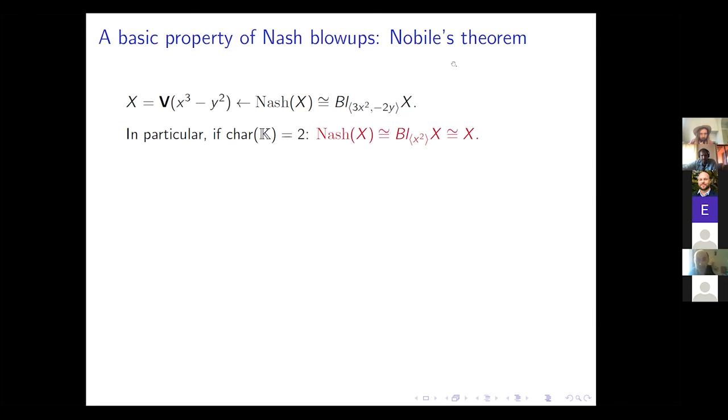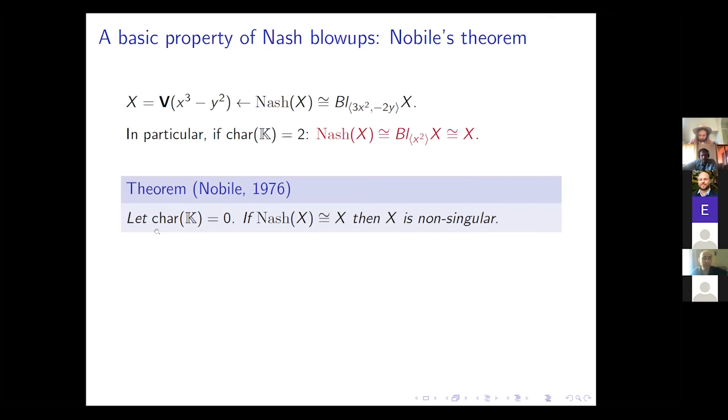In characteristic 0, this cannot happen. This is Nobile's theorem. If it happens that the Nash blow up is an isomorphism, it is because the variety was already non-singular. This is a basic property of Nash blowups. Of course, in characteristic P, this is false. You have a singular variety and still you have an isomorphism.